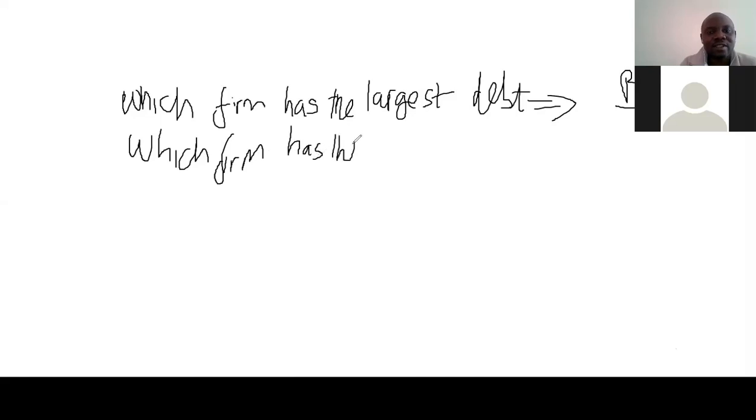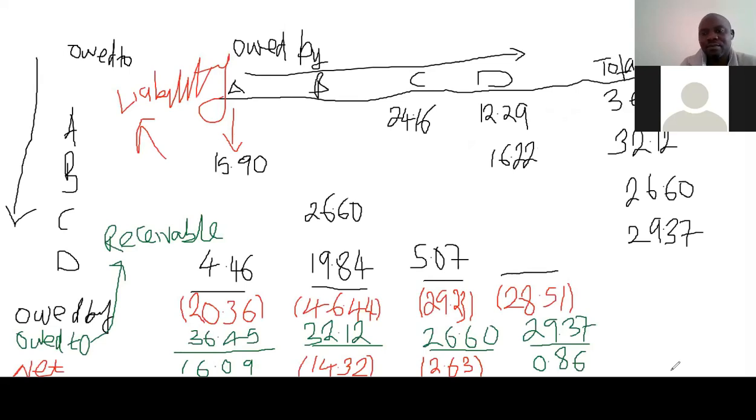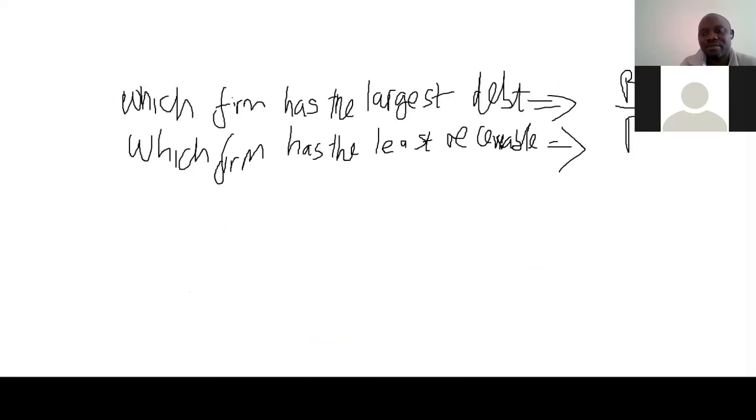Which company has the smallest, the least receivable? So which company has the least receivable? D. It's D. 0.86. So, based on the arrangement, we start with the first one.